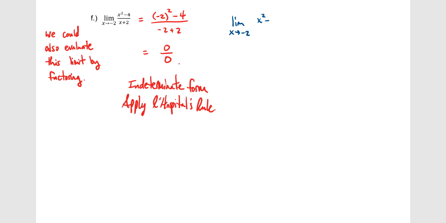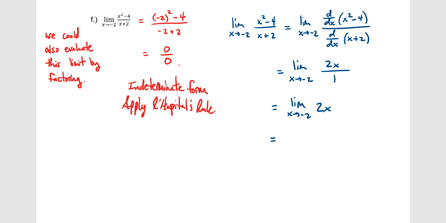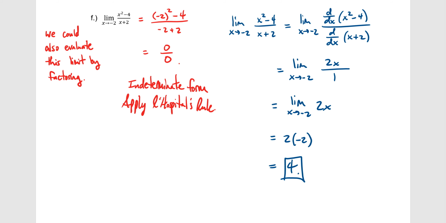Limit as x approaches negative 2 of x squared minus 4 over x plus 2. We're going to now take the derivative of numerator and denominator separately. And the derivative of the numerator, the derivative of x squared minus 4, is 2x. The derivative of x plus 2 is 1. So all this is the limit as x approaches negative 2 of 2x. And now obviously we can do direct substitution. We plug in negative 2. 2 times negative 2 gives us an answer of negative 4.